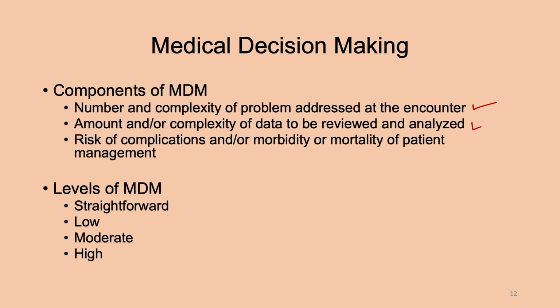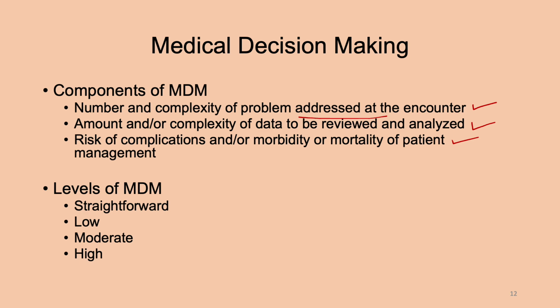Then you get amount and complexity of data reviewed and analyzed. What does the physician need to know? What kind of information does the physician need to collect in order to either diagnose the problem or decide how to treat the problem? And finally, you get risk of complications and morbidity, mortality of patient management. This is of the treatment, how the patient is managed, not of the problem, because the problem is up here. So these 3 components make up the 4 levels of medical decision making: straightforward, low, moderate, and high.